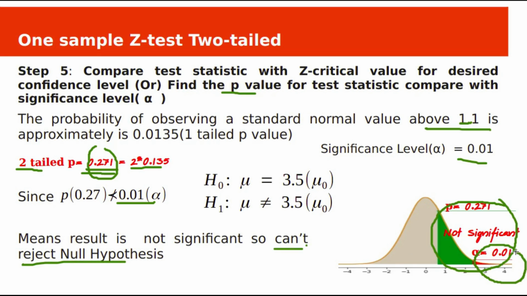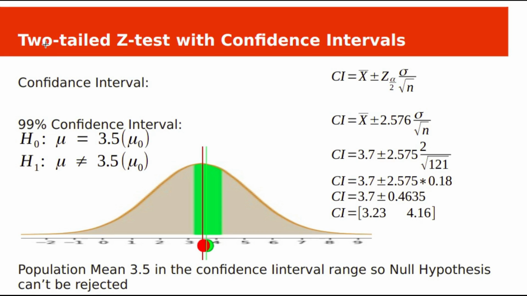See here, significance level is 0.01, p-value is greater than the significance level, so results are not significant, so you cannot reject the null hypothesis. We can use confidence intervals to test the hypothesis. Let's use a confidence interval to test that hypothesis.